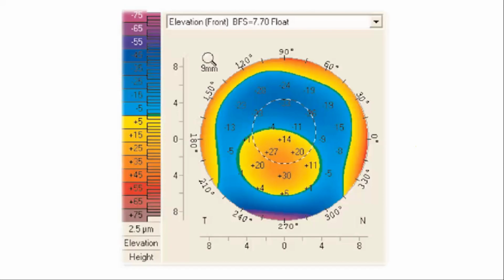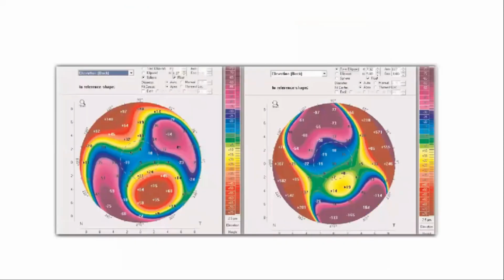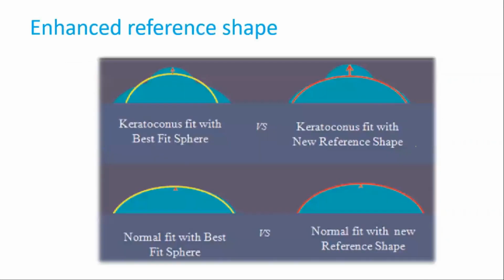But sometimes in early ectasias, the regular reference surfaces like BFS and BFT don't highlight much of the early keratoconus or forme fruste keratoconus. So the enhanced reference shape is introduced. This concept is introduced to detect early ectasias.